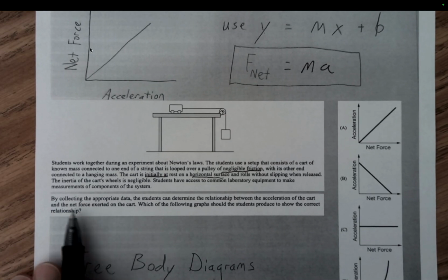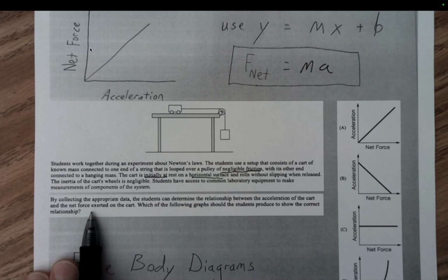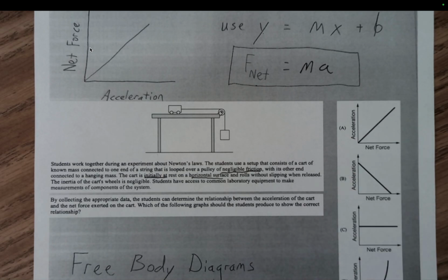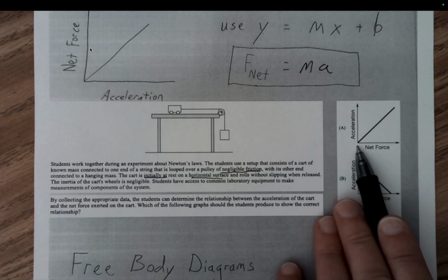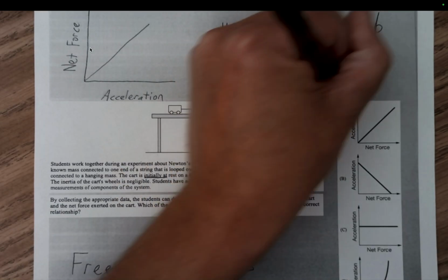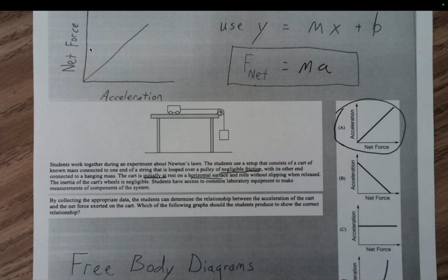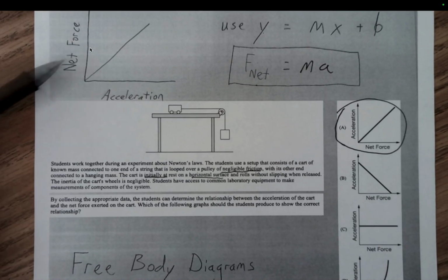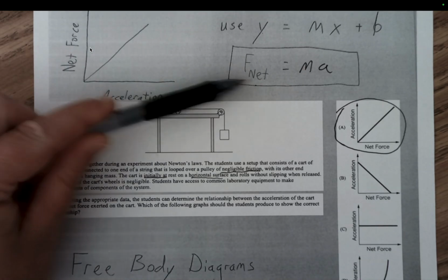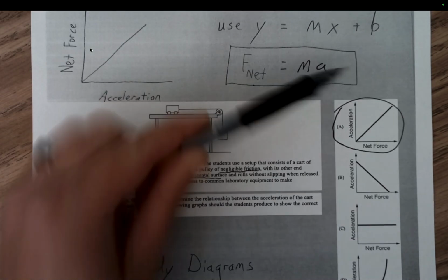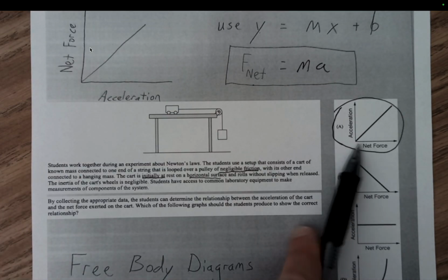So by collecting the appropriate data, we're asking which of the following graphs the students should produce to show the correct relationship. We have these graphs over here, and we're seeing that as net force increases, the acceleration in the system increases proportionally. So this would be a question on that AP exam, and we can see how we used it to form this equation, F equals ma, the net force equals the total mass of the system times the acceleration of the system, and we can show it graphically as well here.